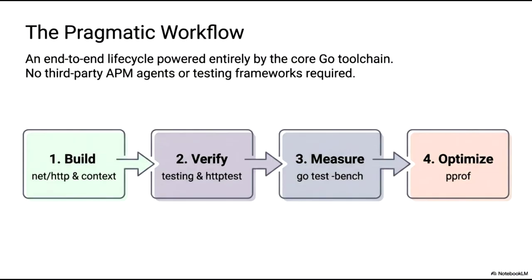By utilizing go test with the benchmark flag, we can accurately quantify performance and identify areas for potential improvement. This leads directly into the final stage, optimize. With the native pprof tool, we can perform deep dive profiling to refine our code, reduce resource consumption, and maximize efficiency. By following this four-step lifecycle, you can develop, test, and tune high-performance Go applications using nothing but the language's native capabilities.